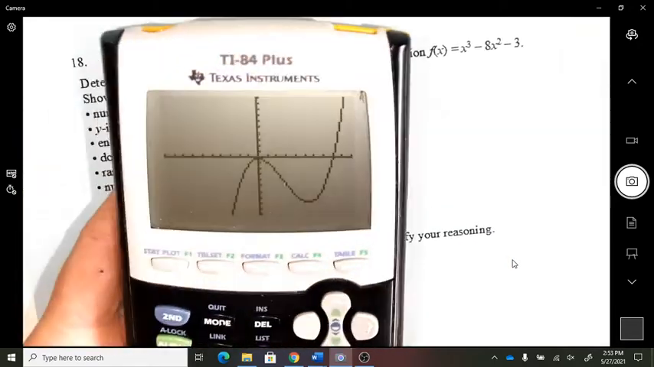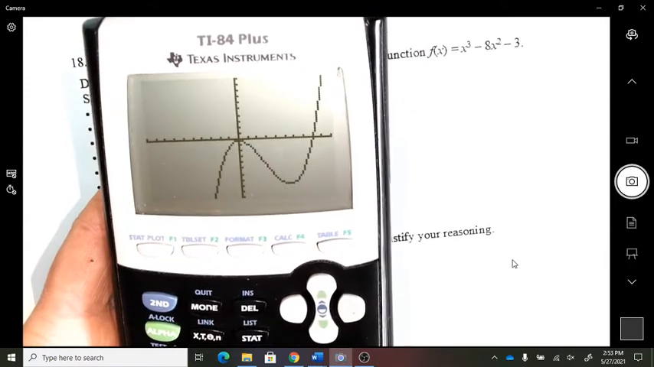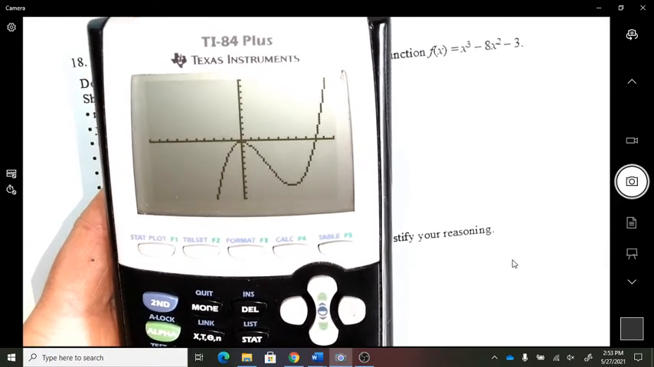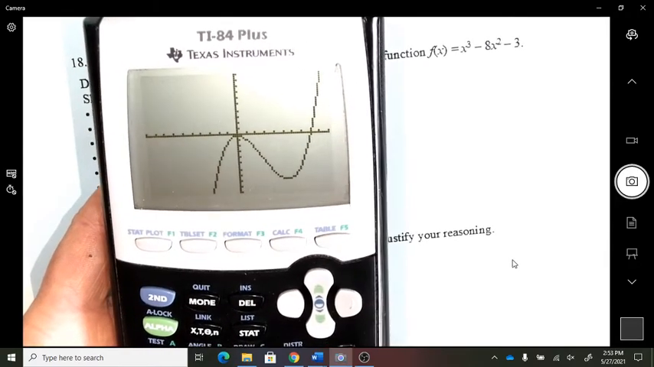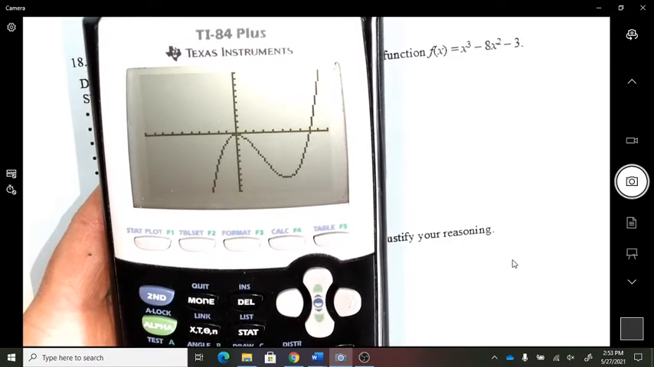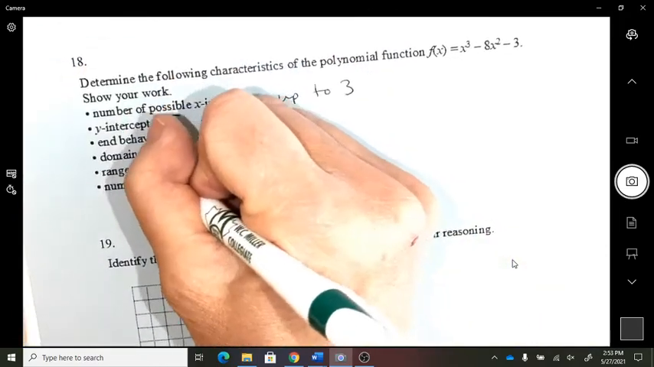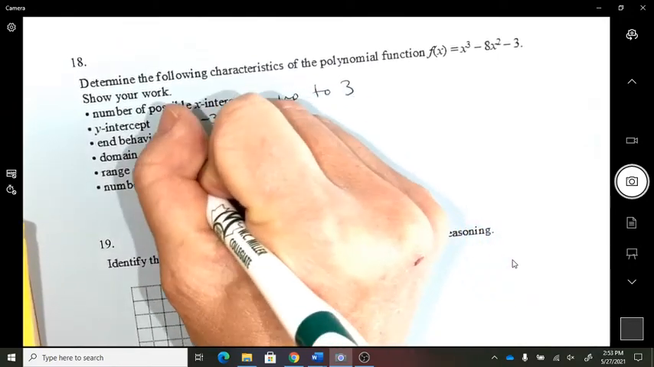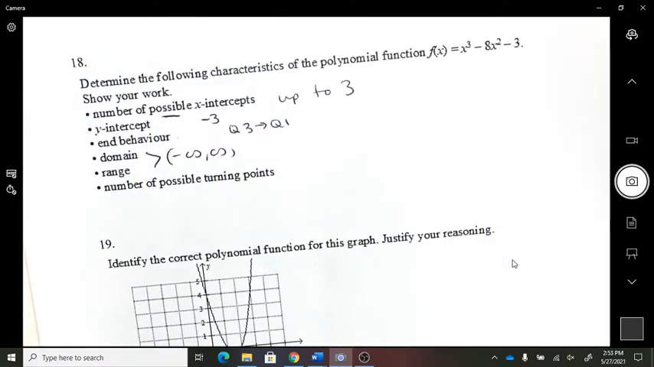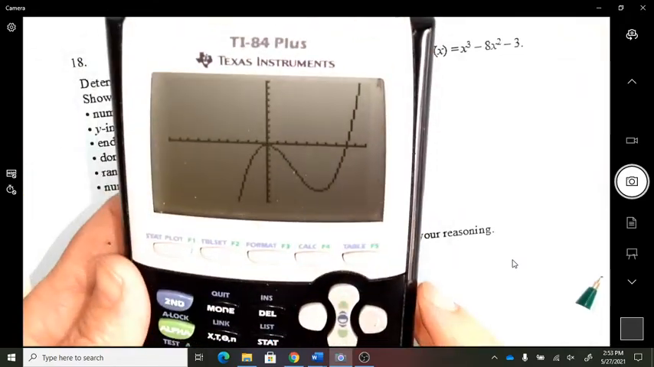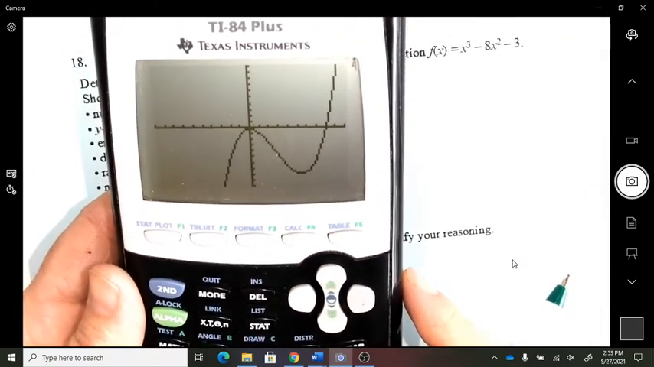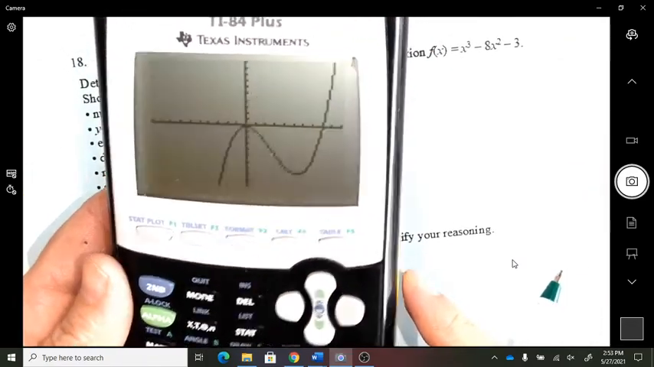Domain, this is going left, right, forever and ever. Mm-hmm. What about the range? What's the down and up? Also? Okay, so they're both infinite. And how many times could this turn? Up to 2, yep.